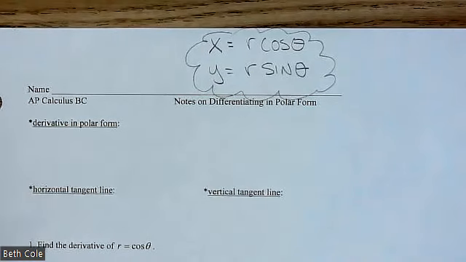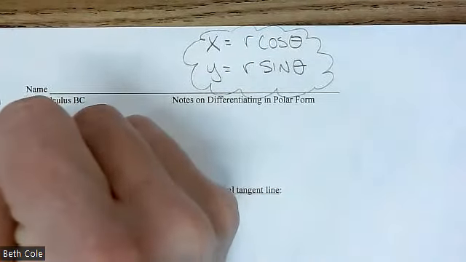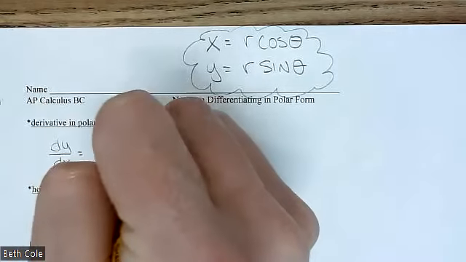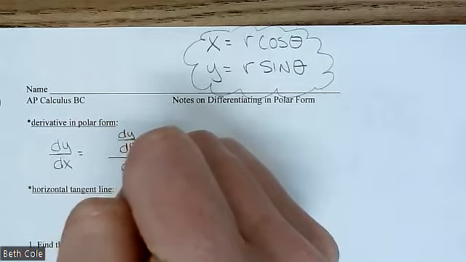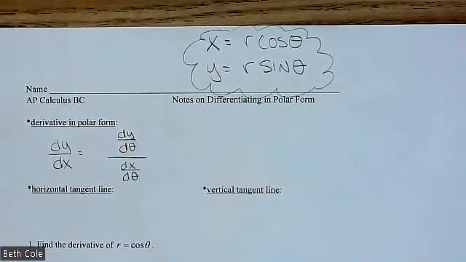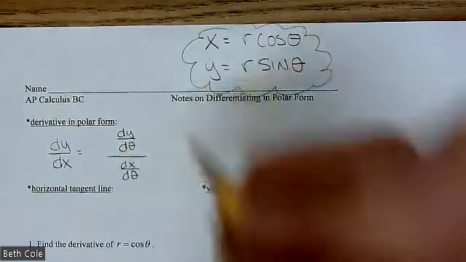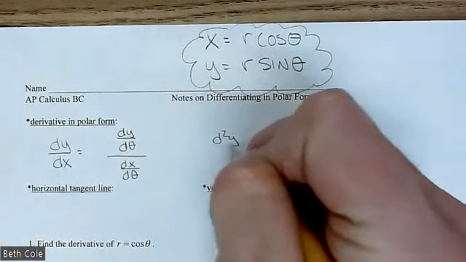So do you remember when we did the derivatives for parametric, where it was dy dt over dx dt? It's like the same thing here. So when we find this derivative, it's going to be dy d theta over dx d theta. It's like the same exact idea. So it's not really any different. And also same thing when we do a second derivative.